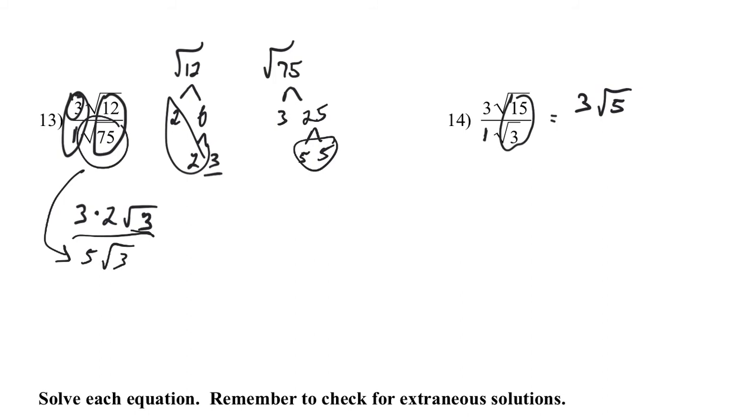And then you cancel out whatever can cancel. So I'd have, or multiply what you can multiply, either or both. So I have 6 radical 3 over 5 radical 3, and then these radical 3's can cancel each other out. So this one comes down to just 6 over 5.